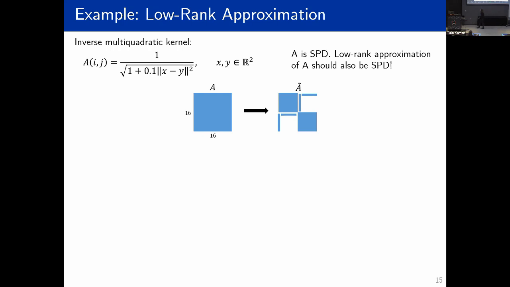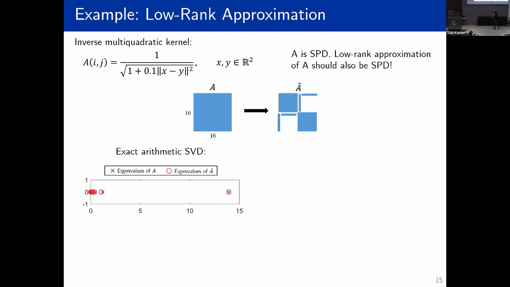Okay, so here's just my example. I have an inverse multi-quadratic kernel, so a non-compact radial basis function. Here I'm picking 16 random points in R2, and I'm going to create this matrix according to this definition. Then I'm going to approximate it by a 2 by 2 block low rank matrix, A tilde. This matrix A is symmetric positive definite, so it's desirable that my approximation should also be symmetric positive definite.